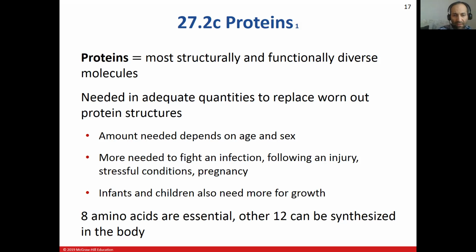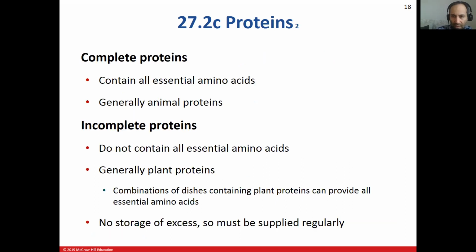So 8 of the amino acids out of the 20 or so that we have are essential, which means they have to be obtained only from diet, but the other 12 are non-essential, which means our bodies basically are able to synthesize or manufacture those amino acids.